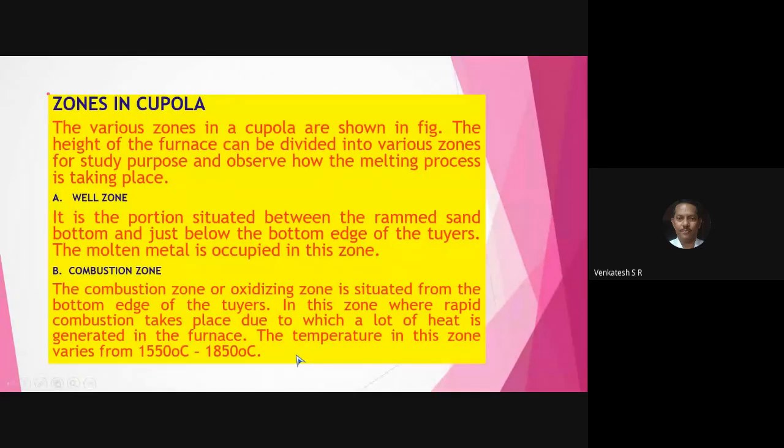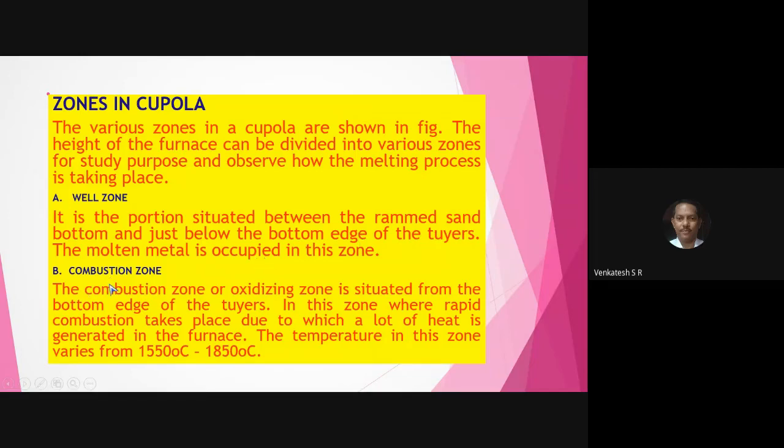Next, come to the point. The different zones of the cupola. There are 4 zones present. One is the well zone, which is placed near the tuyeres. In the tuyeres, they supply high pressure air.